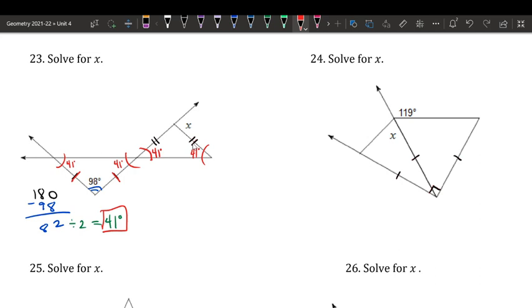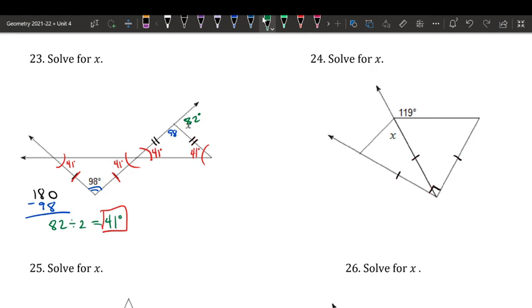Okay. So now there's 2 different ways I could solve for x. I could figure out what the vertex angle is, which really is the same as this one, because if these are both 41 and these are both 41, then the third angle has to be the same. So 98 and 98. And then do 180 minus 98 to get to 82. And so x is 82 degrees.